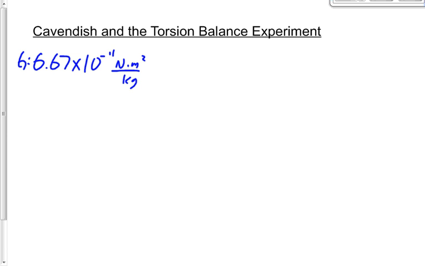Where did this number come from, though? Where do we get this number? Where did Newton get this number from when he derived his law of universal gravitation? Well, the simple answer to that is nowhere. He didn't. Newton didn't get this number.